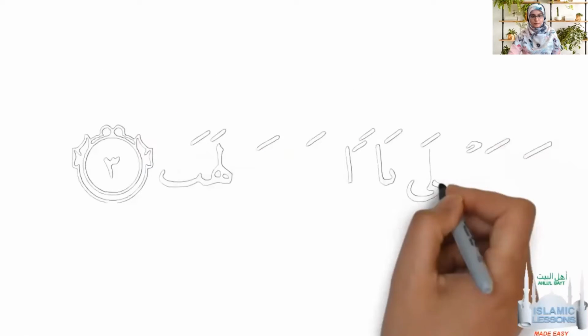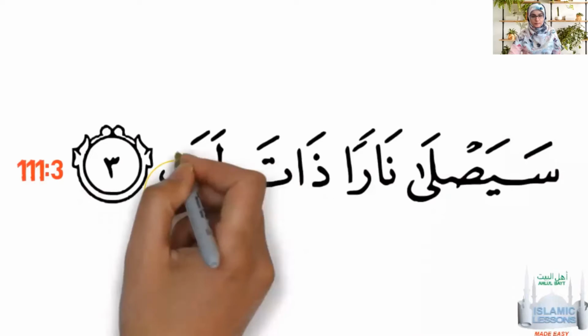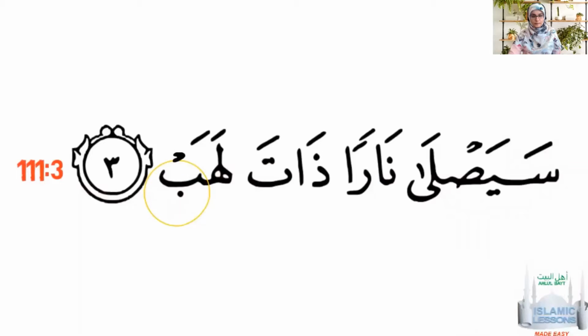Or another example, the last word has 2 kasras. It reads lahabin. When we are reading and come to a stop, we replace them with a sukoon. Now we read it as lahab and not lahabin.